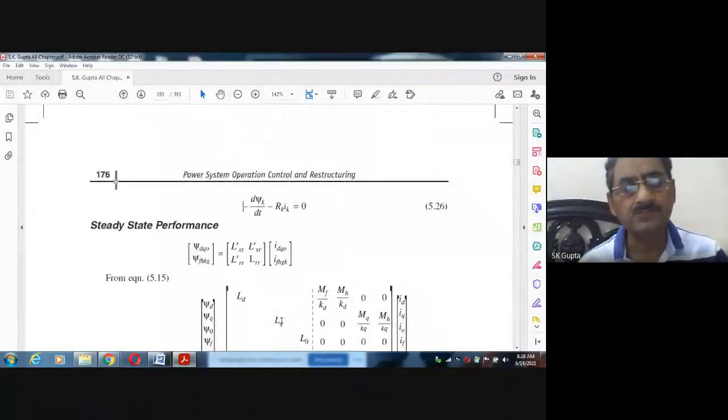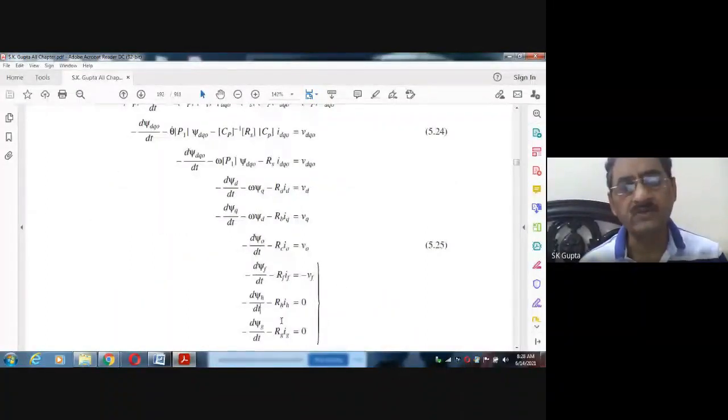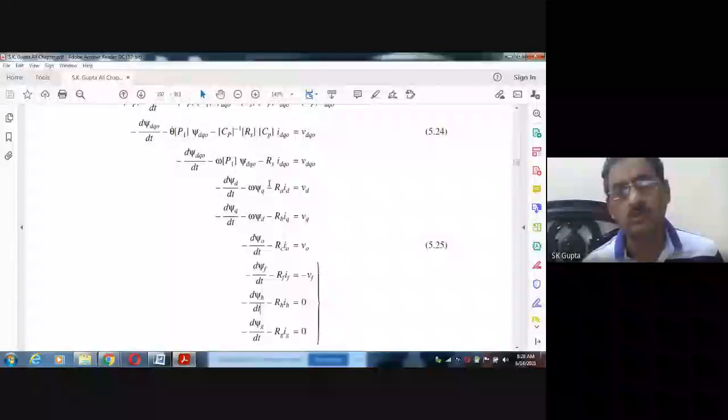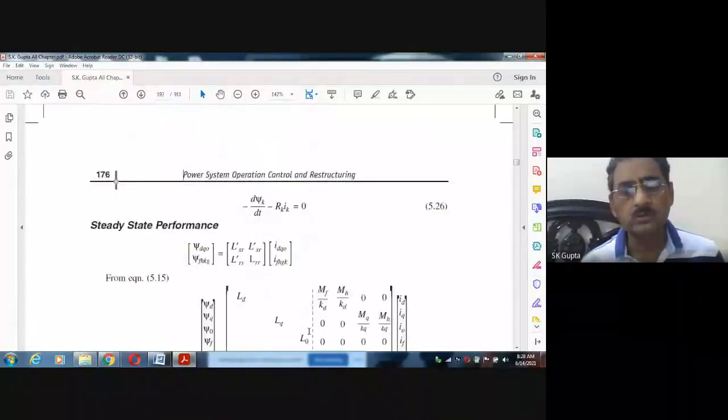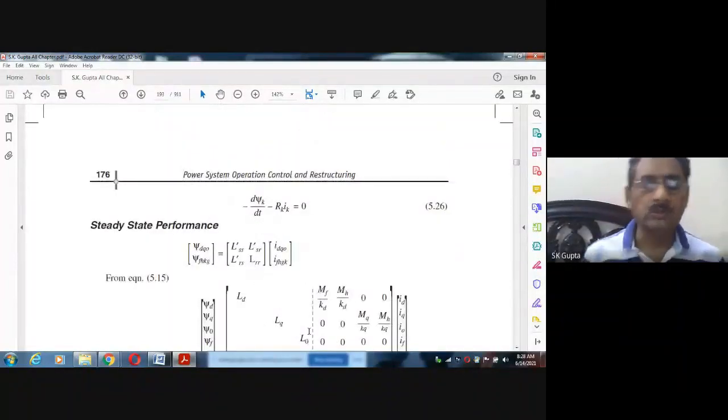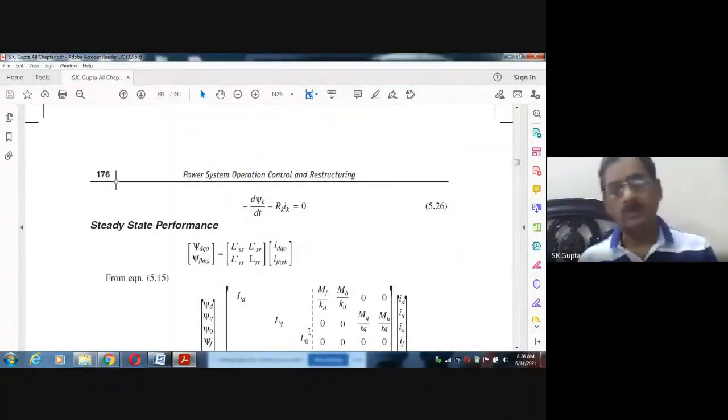These are the rotor equations. These are all our flux equations on the rotor side. Sorry, voltage equations. These are the voltage equations on the rotor side. These are all the voltages in DQ0, and these are our four rotor side voltages. So these voltage equations are referred to the rotor side.